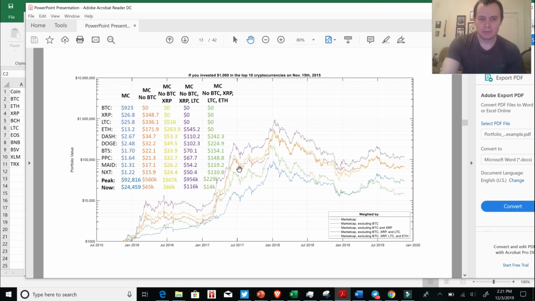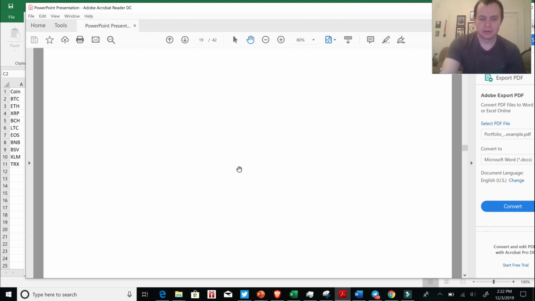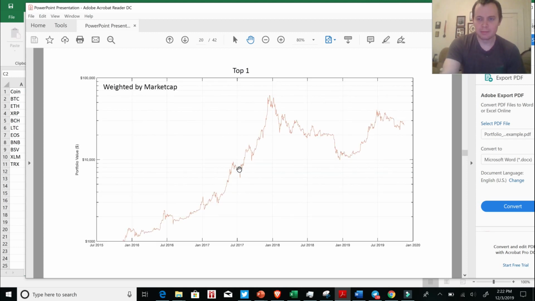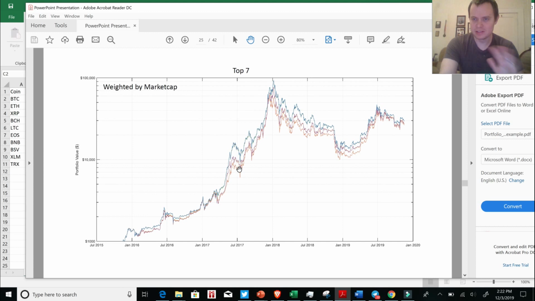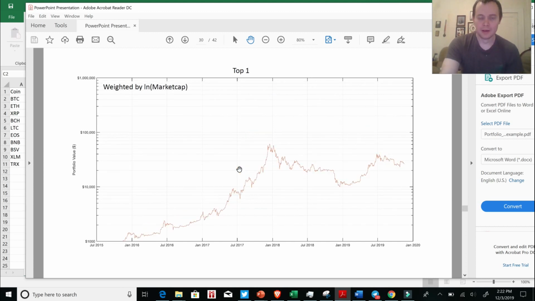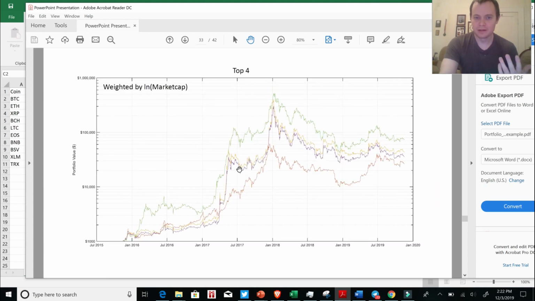But let's just go to where I show weighting it by, say, the top 10 coins. So this is just weighting it by market cap, top coin, top 2, 3, 4, 5. You can see there's not a huge difference because most of it is going to Bitcoin. If you weight it by the logarithm of the market cap, this is just if you just had Bitcoin. Here is if you allocated the top 2, the top 3, 4. You can see with 4, it would have included Ethereum, so your return would have been really high.